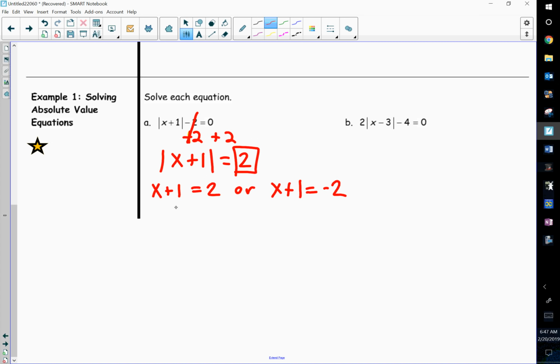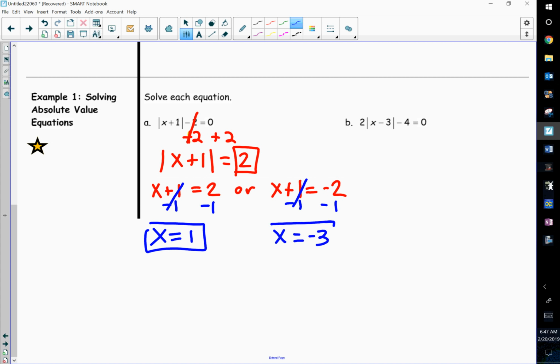X plus 1 equals 2. I solve this by subtracting 1. I get x equals 1. Then I solve the second part. X plus 1 equals negative 2. I subtract 1. And there are my two solutions.